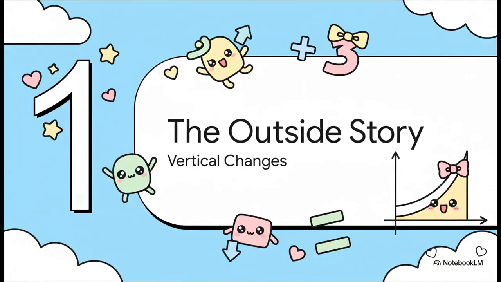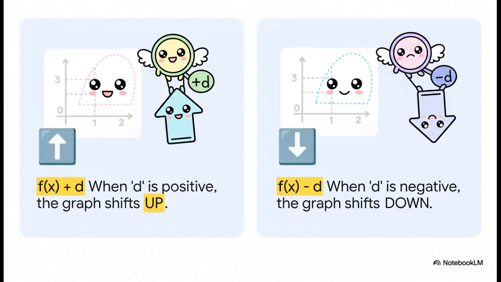First up, the outside story. Now, these are the changes that happen outside of the function's main parentheses. And the best part about them? They are completely intuitive. They do exactly what they look like they're going to do. It's great. Let's start with just moving the graph.